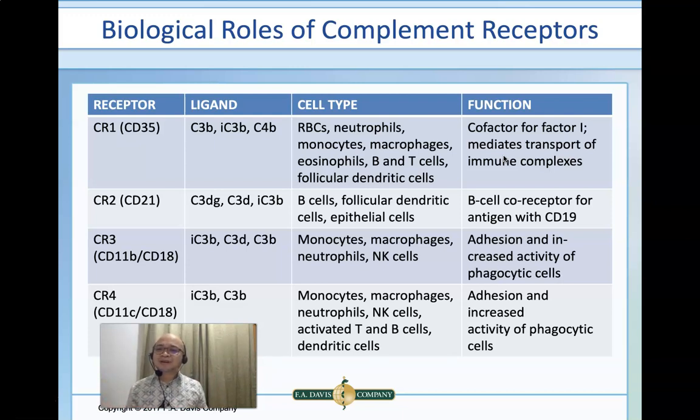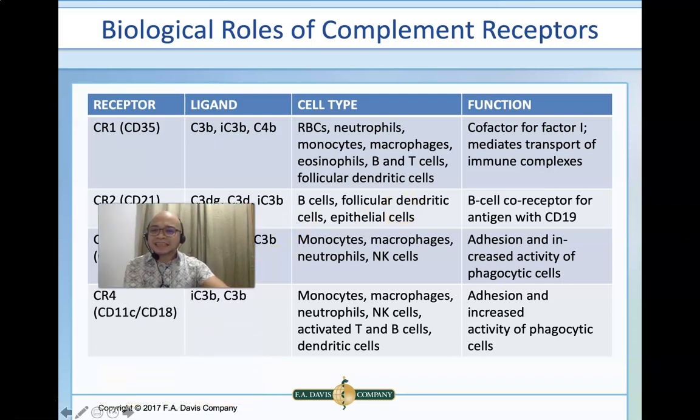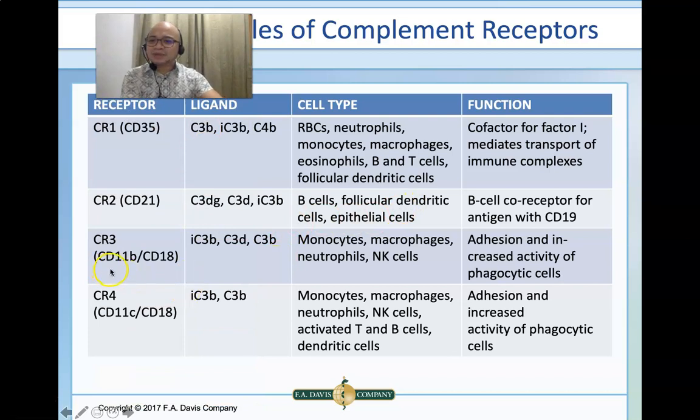CR2, also known as CD21. The ligands, or the ones that will attach to it, are C3dg, C3d, and iC3b. It is found in this cell. The function is that it serves as the B cell co-receptor for antigen with CD19. Okay. CR3, otherwise known as CD11b and CD18. The ligands are iC3b, C3d, and C3b.